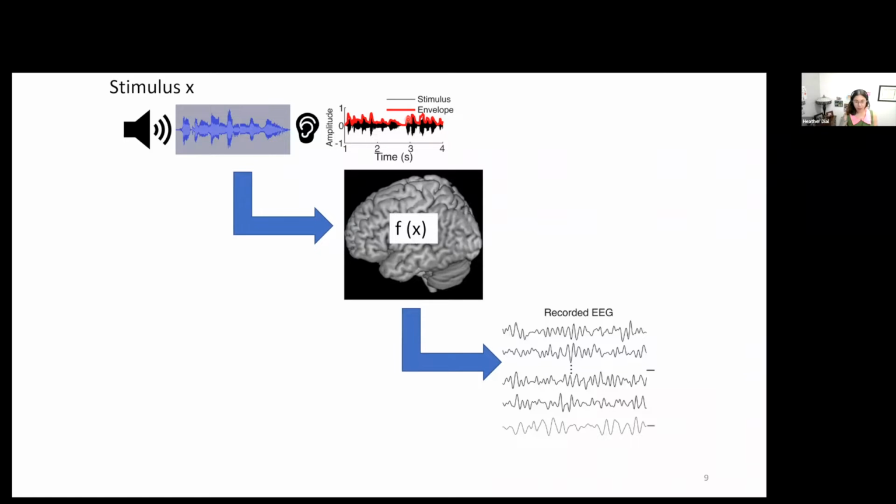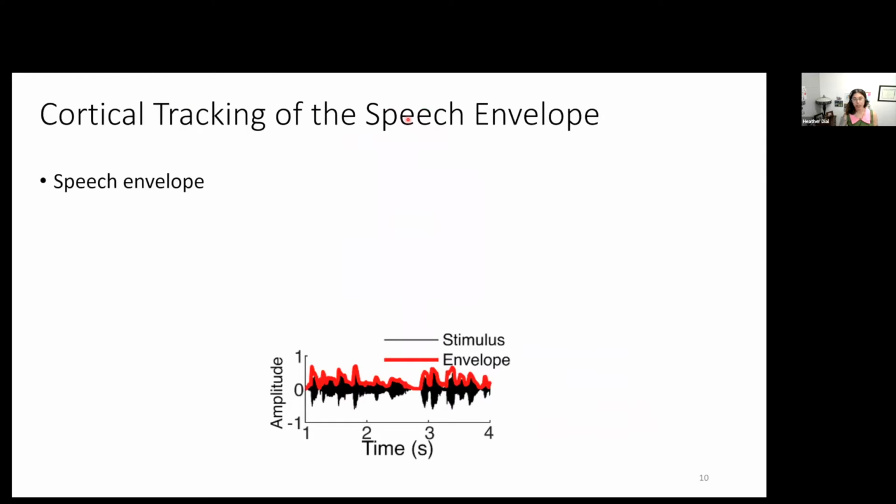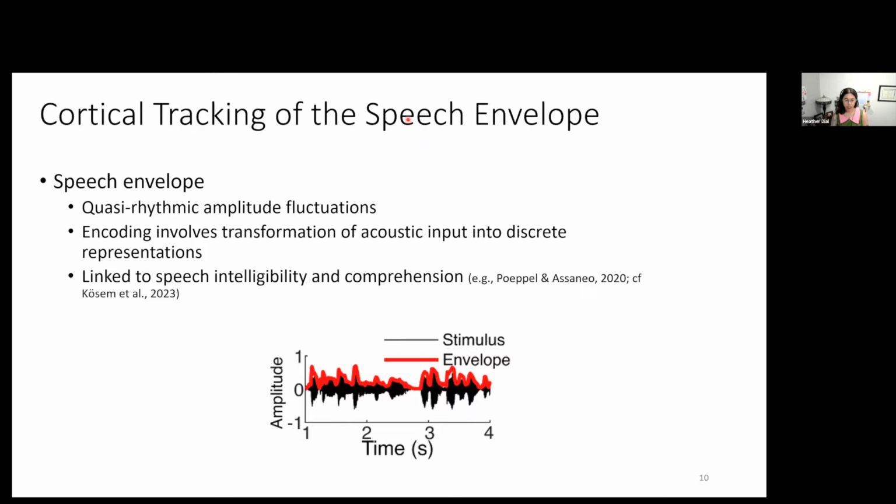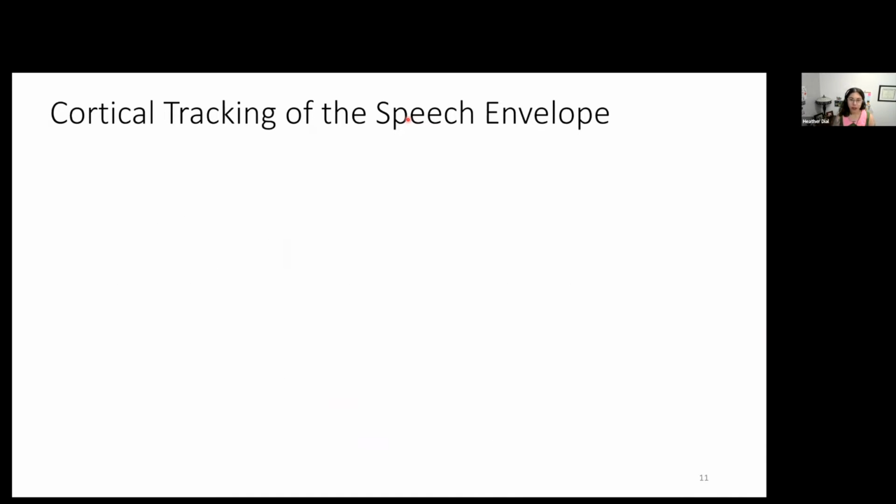Today I'm going to focus first on tracking of the speech envelope. The speech envelope contains these quasi-rhythmic amplitude fluctuations, and encoding of the speech envelope involves transforming acoustic input into discrete representations. It has been linked to speech intelligibility and comprehension. Cortical tracking of the speech envelope has been linked to speech intelligibility and comprehension in neurotypical adults. And changes in the speech envelope have also been observed in populations with language disorders. One other bit of methodological detail.